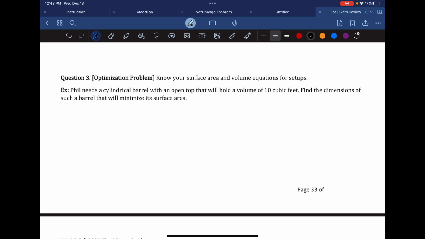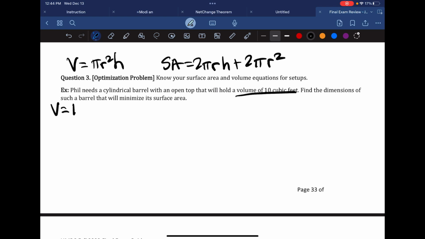Just in case you're not familiar, the volume of a cylinder is pi r squared times the height, and the surface area is going to be equal to 2 pi r h plus 2 pi r squared. Knowing that, those are our two formulas. It'll hold a volume of 10 cubic feet, so we're looking for a V of 10, and we want to minimize the surface area.